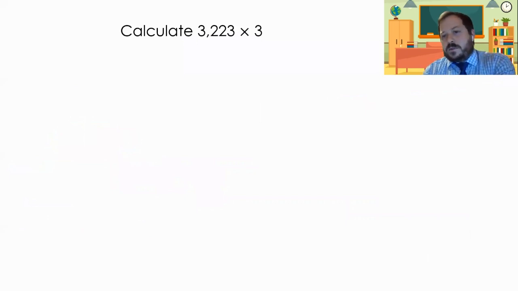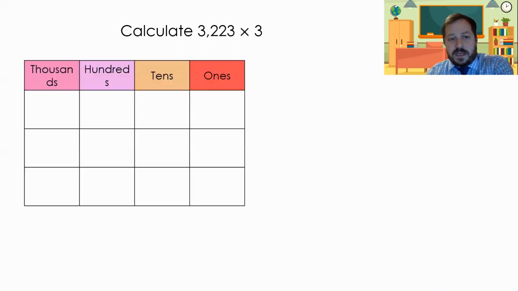So our next question is to calculate 3,223 times 3. And this is where we come to the new learning, because this is a 4-digit number times a 1-digit number. We're going to go back through similar methods that we've looked at before. So what we need is a place value grid. And we have thousands, hundreds, tens, and ones. And because we're timesing by 3, we have 3 rows in which to put that number.